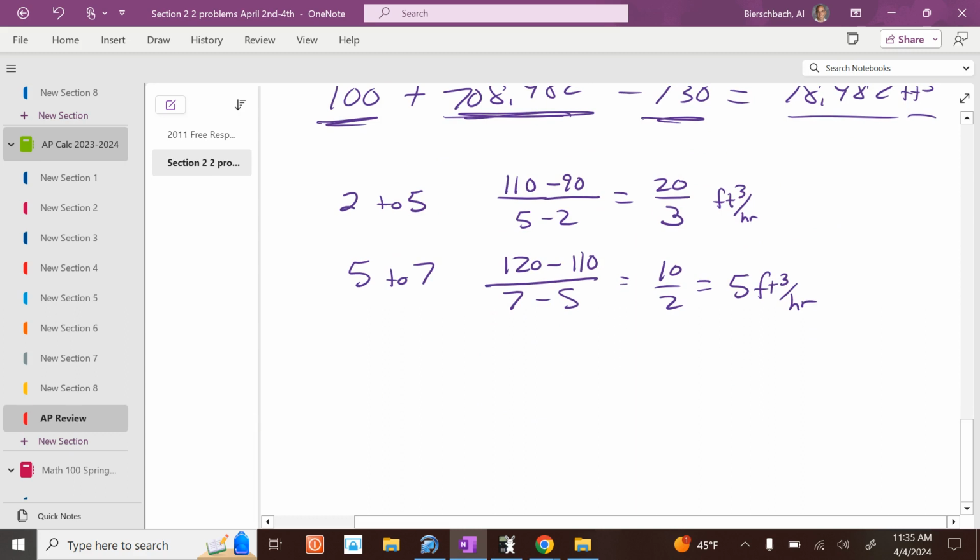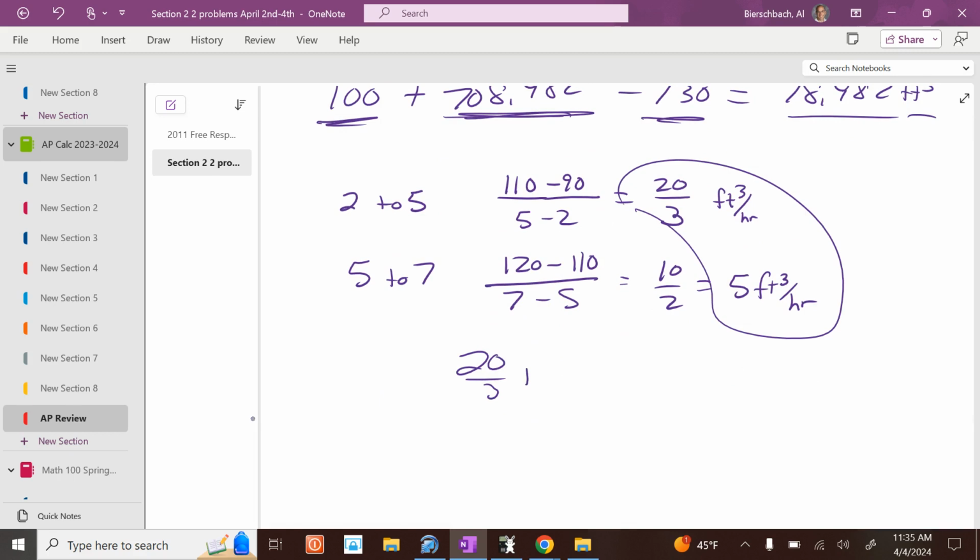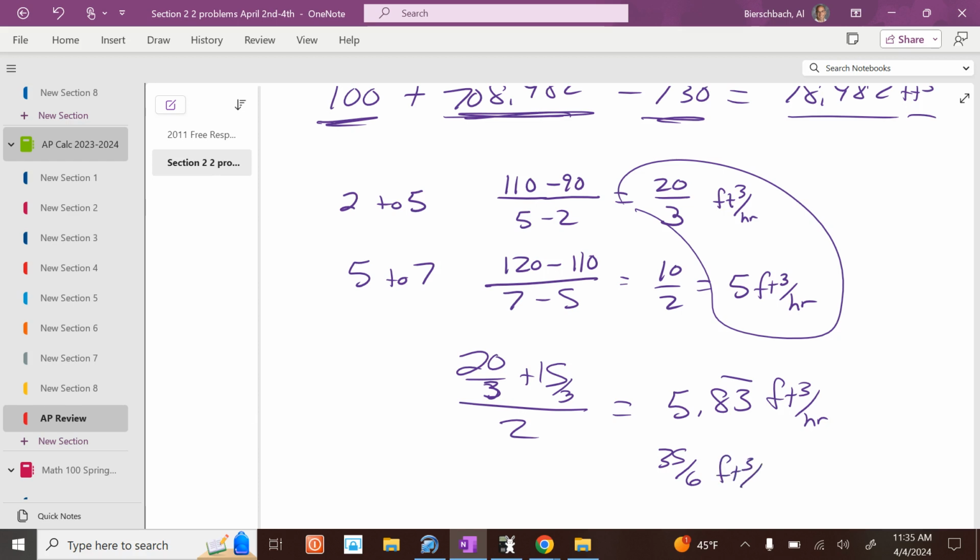And then we're going to take these two answers and average them. So 20 thirds plus 5 divided by 2 is 5.83 repeating feet cubed per hour. Now, if you wanted to put it in a fraction form, that would be great. So that would be 15 thirds plus 20 thirds is 35 thirds divided by 2, which is 35/6 feet cubed per hour. Okay, so if you knew how to do all that, there's 18 points.